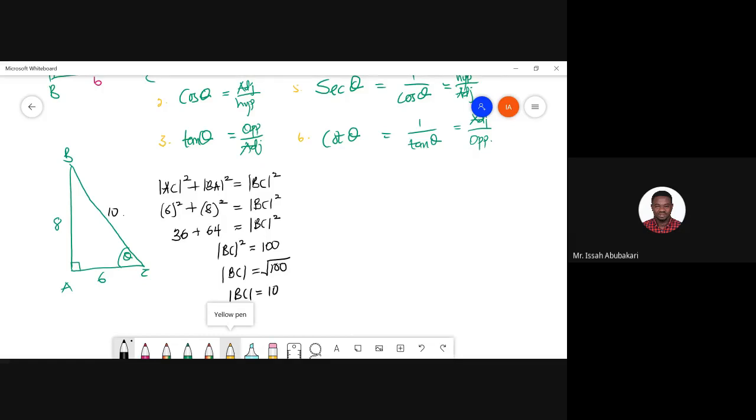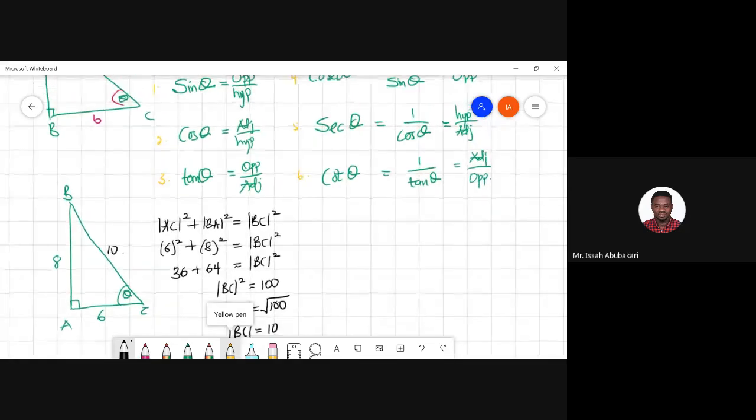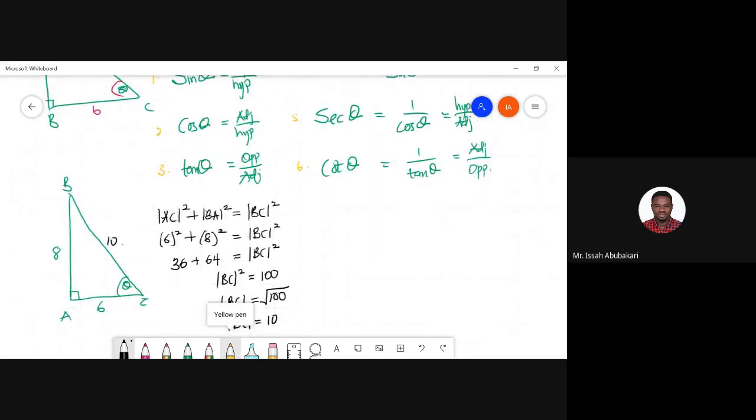So our tan theta, sine theta, number 1, sine theta is equal to, if you've forgotten the formula, quickly just write a tip somewhere. So let's write our tip here. Our tip says SOH CAH TOA. Okay, and we know this one is the sine theta.